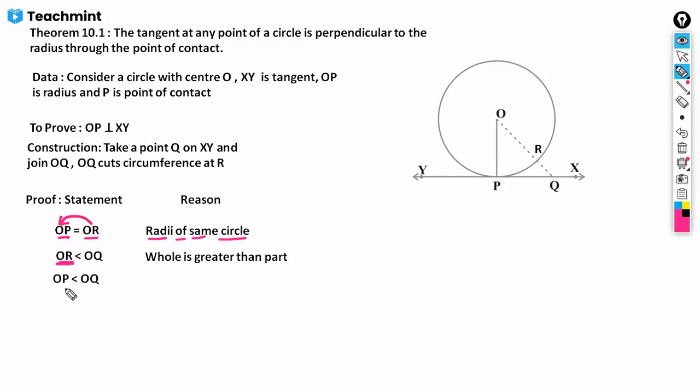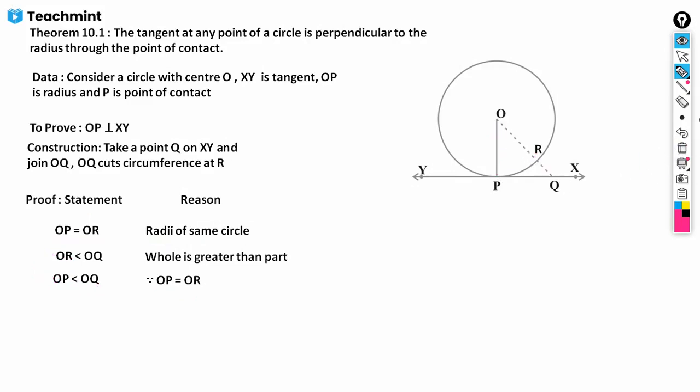What have I written here? OP is less than OQ. What is the reason? OP equal to OR, which we already proved, so in place of OR I have just replaced OP. Come to the diagram and observe: this OP is less than OQ. OP is smaller in length than OQ. Is it clear? Yes, sir. This OP is less than OQ.